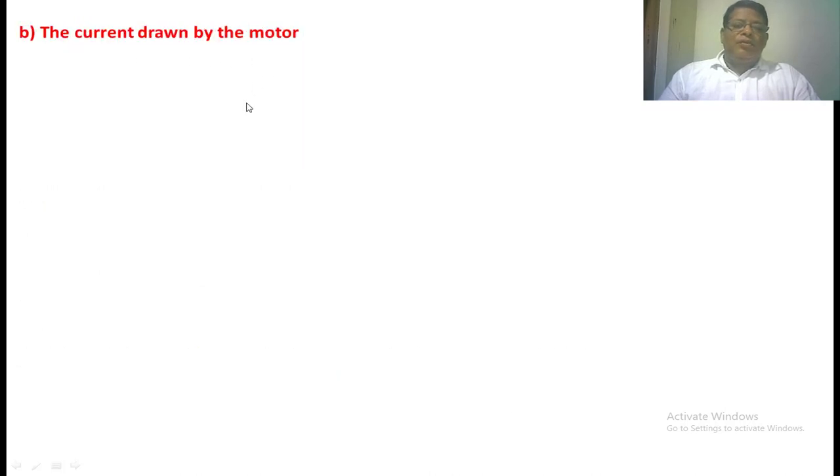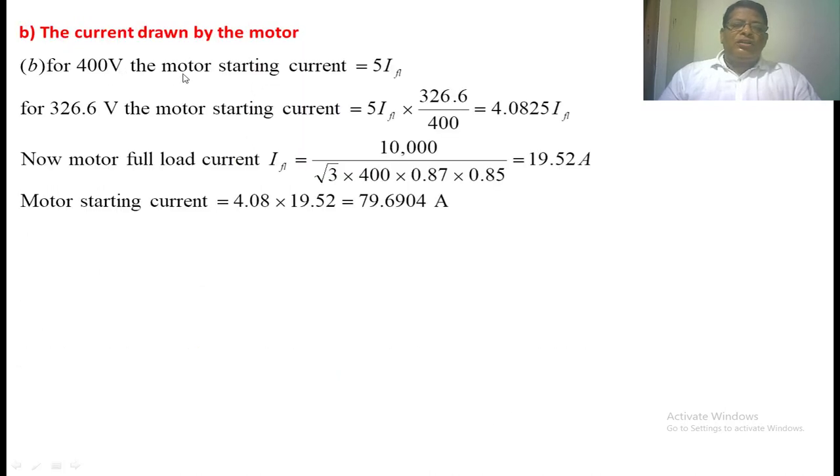Next, the current drawn by the motor. For the 400 volt motor, the starting current is 5 times full load, as given in the numerical. For 326.6 volts, the motor starting current is directly proportional to the voltage. So 5 I full load by 400 into 326.6, we get 4.0825 I full load.